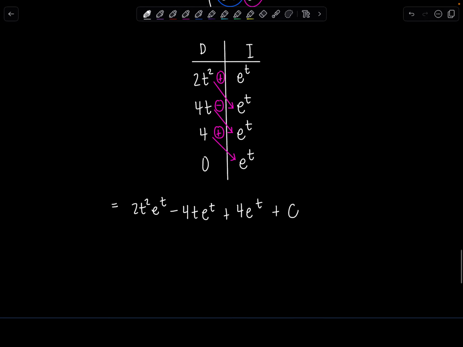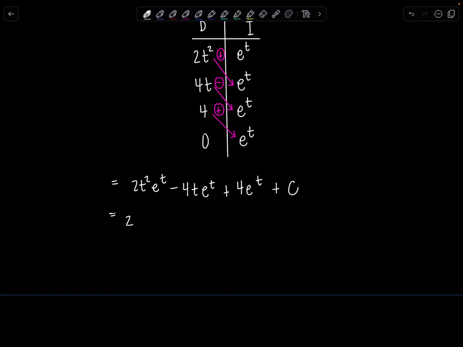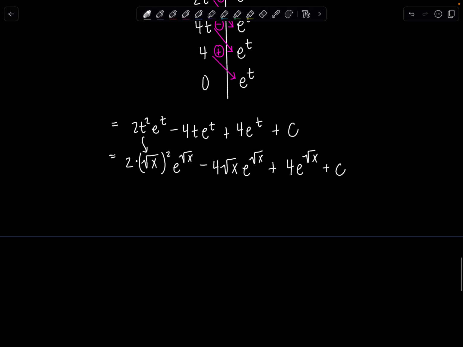Remember, t was rad x. So this is 2 times rad x squared e to the rad x minus 4 rad x e to the rad x plus 4e to the rad x plus c. And then we can clean up just a wee bit more. I can write this as 2x e to the rad x minus 4 rad x e to the rad x plus 4e to the rad x plus c.